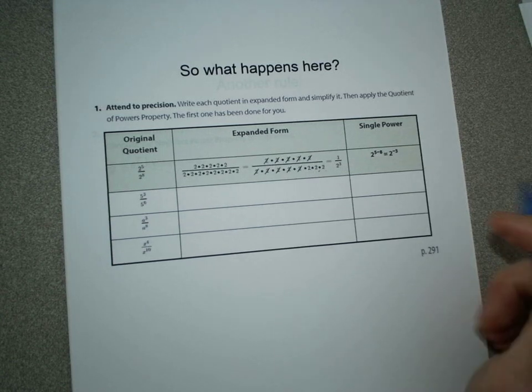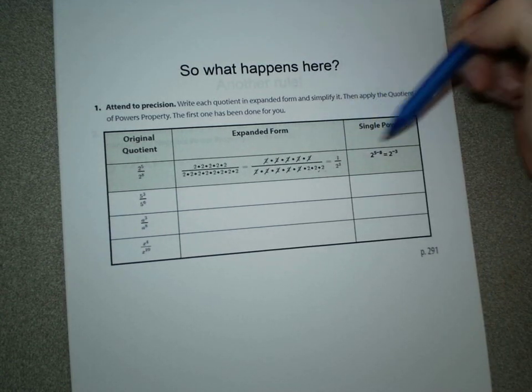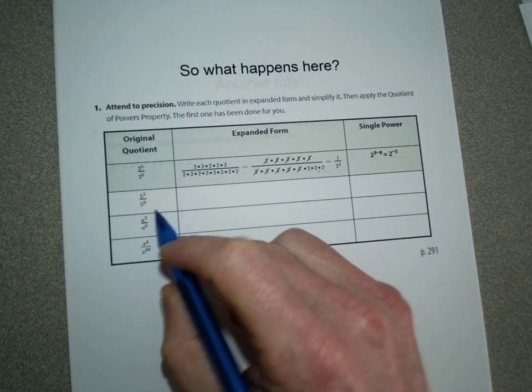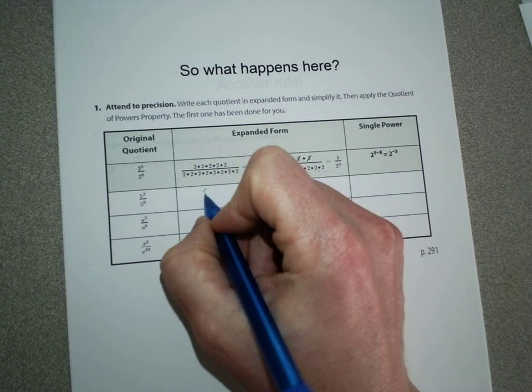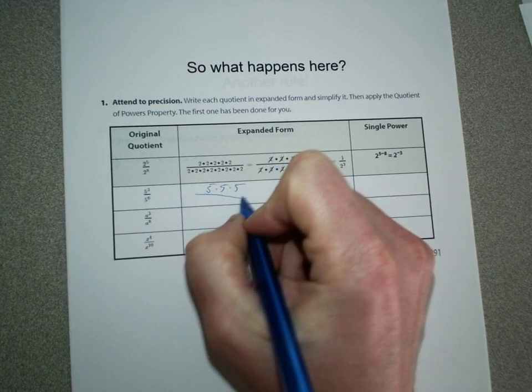And the key to this is to understand that these two things actually say the same thing. So let's look at it a little bit more. We have 5 cubed, so 5 times 5 times 5 divided by 5 to the 6th power.